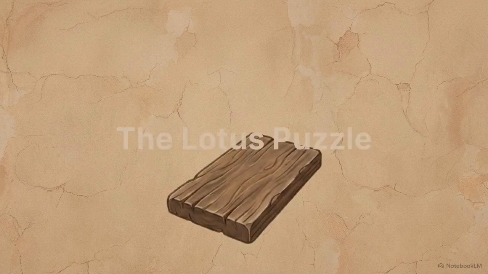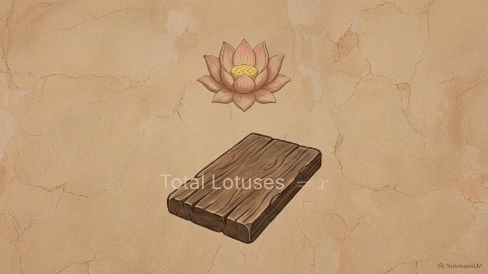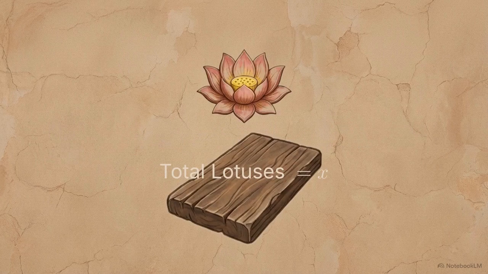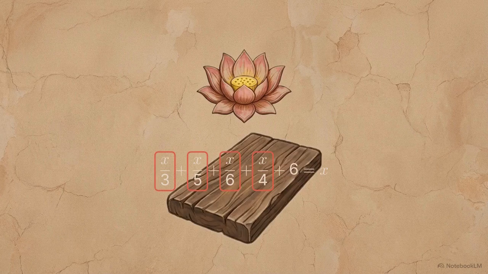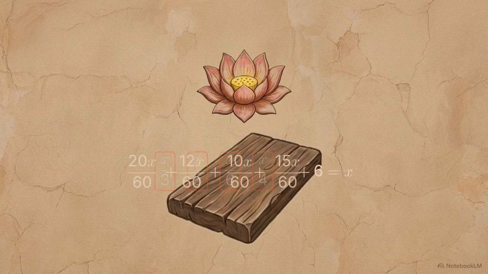This diagram translates that poem into algebra. We define our unknown total number of lotuses as x. We then add up all the fractions of x alongside the remaining 6, setting them all equal to our total. To solve this, we find a common denominator for our fractions. For 3, 5, 6, and 4, we can convert all our terms over a denominator of 60.